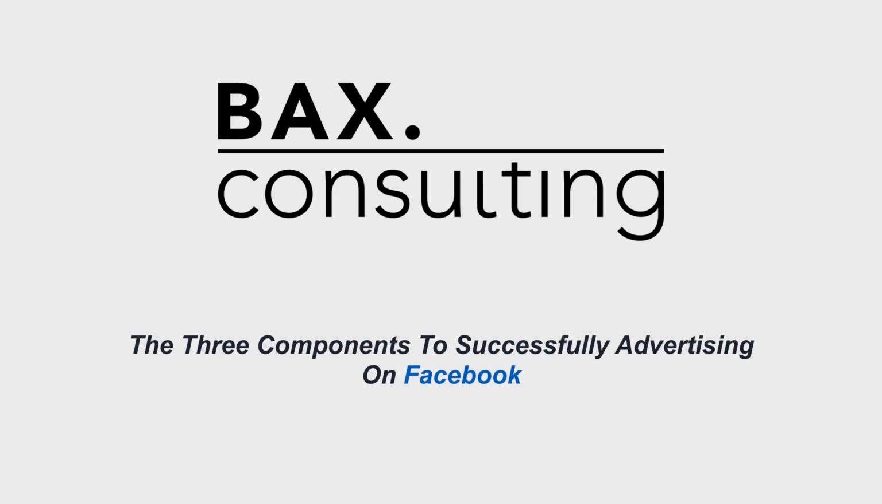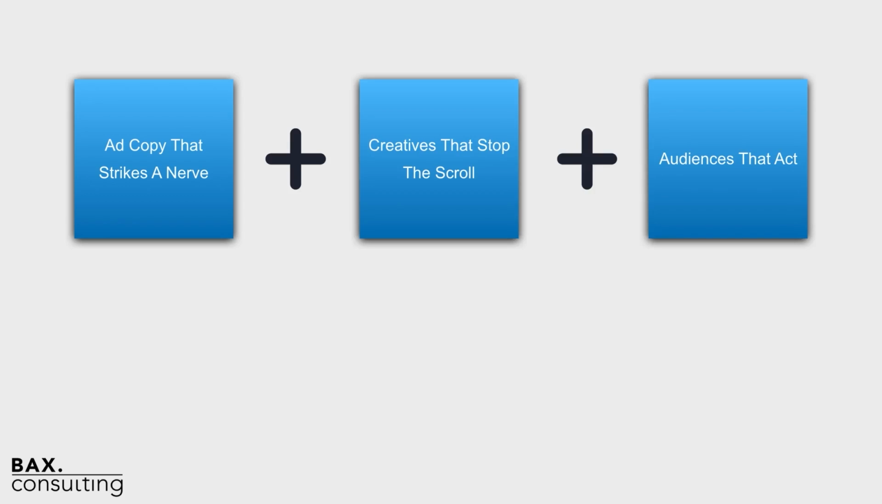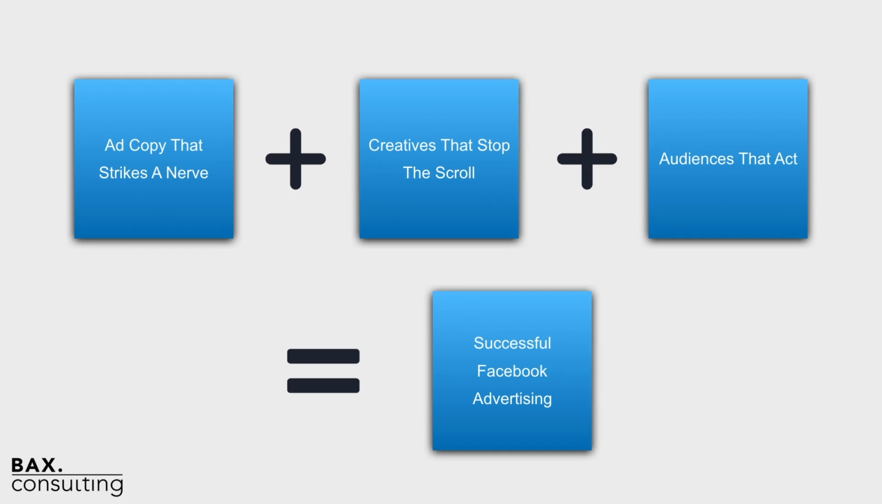So now let's have a look at the 3 components to successfully advertising on Facebook. Without these 3 components, your Facebook ads and really just your overall paid traffic will either simply not convert, or it just won't be producing at the level that it can be. So the 3 components is essentially ad copy that strikes a nerve. Okay, this is absolutely vital, as we'll discover here in a minute. So ad copy that strikes a nerve, plus creatives that stop the scroll, plus audiences that act. And basically that equation equals successful Facebook advertising.